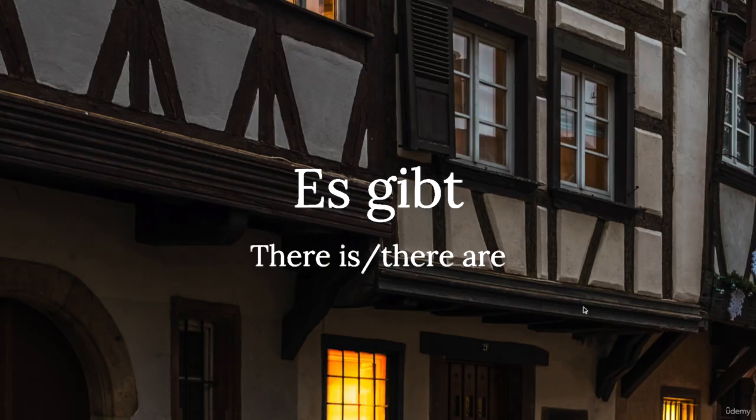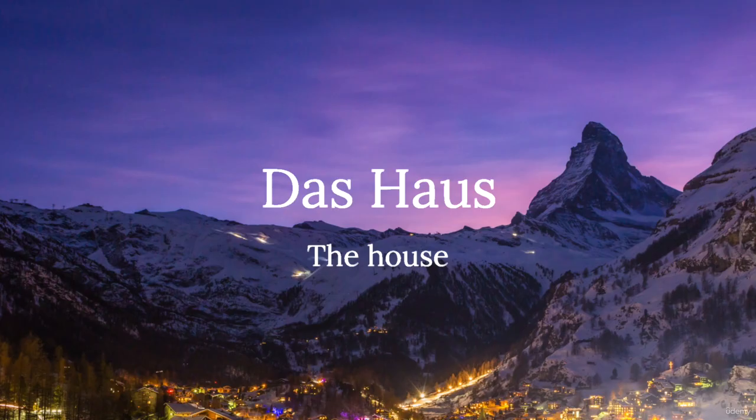Es gibt. The house. The house in German means das Haus. When it comes to pronunciation, it's the same as in English, but you have to keep in mind how the word house is written. H-A-U-S.